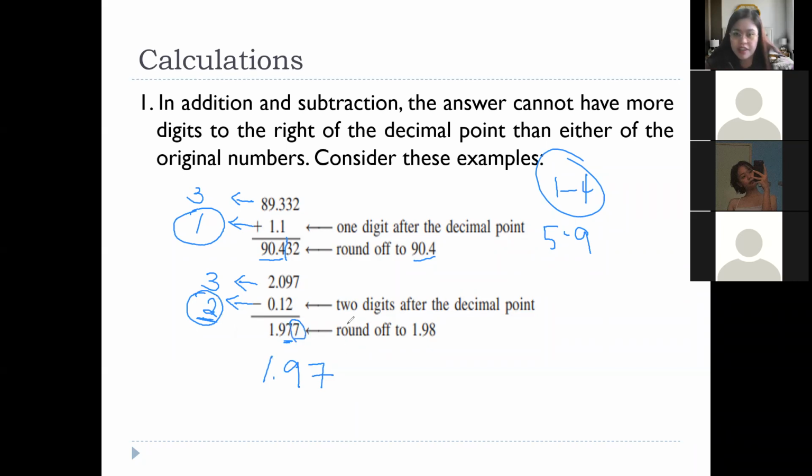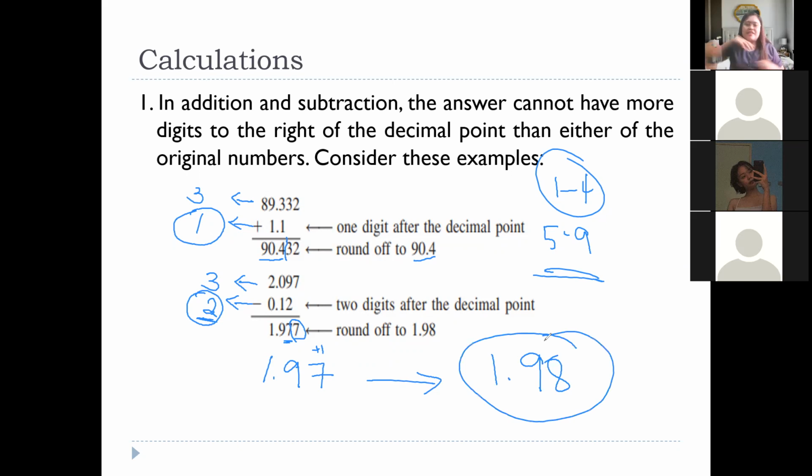So, you have 7 there. Napasok siya sa 5 to 9, which means mag-plus 1 ka din he. Meaning na, the final answer should be 1.98. Okay? That's the rule for the addition. So any question about this?